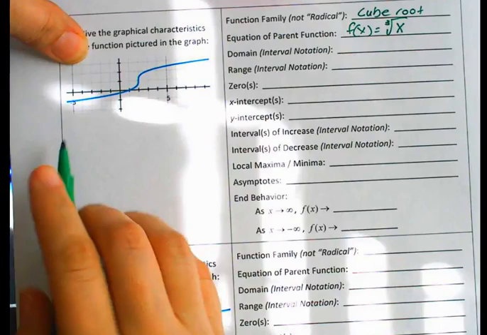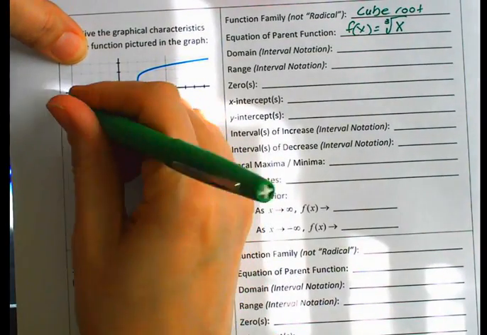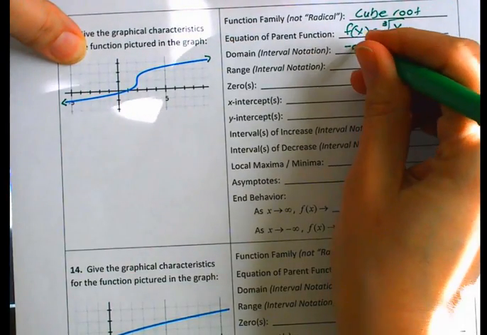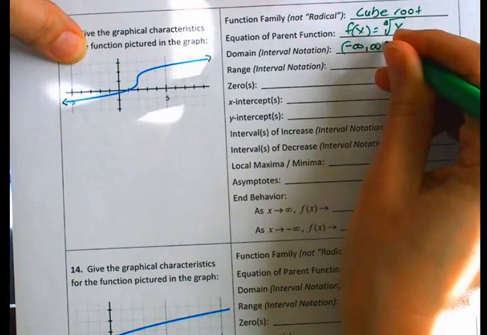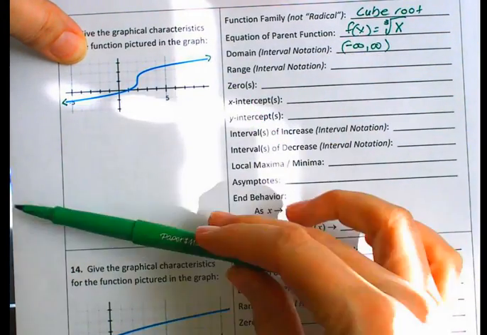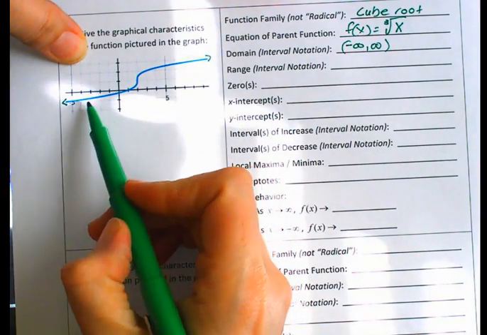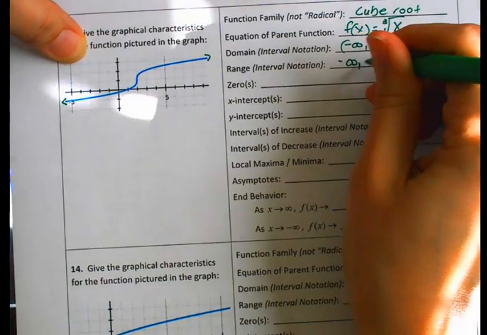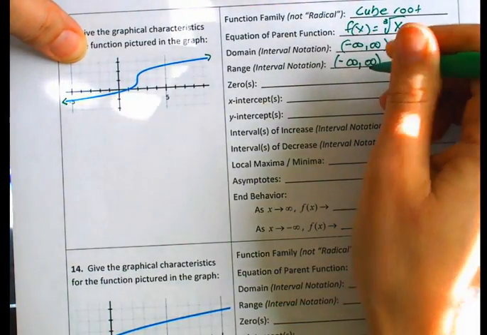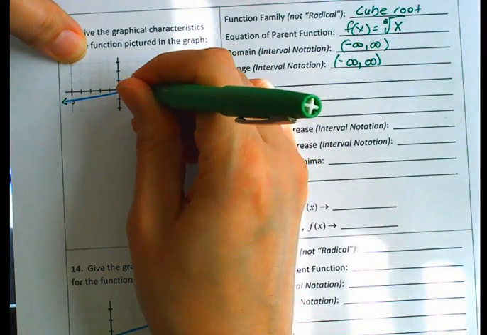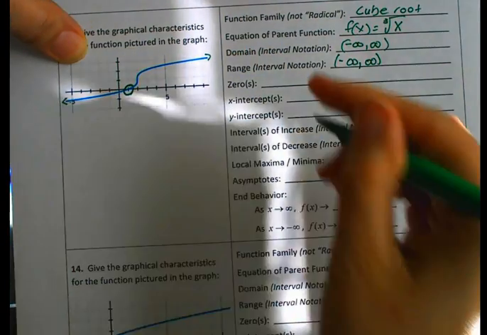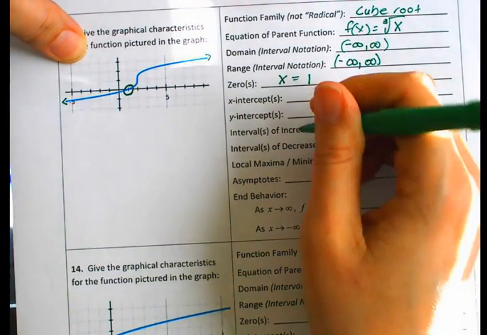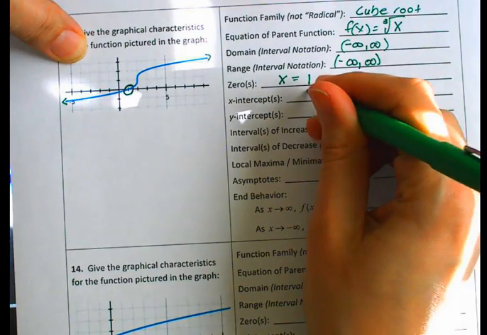Domain, from left to right. Remember, even though it doesn't show on this graph, there are arrows on here. So -infinity to +infinity. Range, down to up. Even though this does seem like it's slowing down, it does go down to -infinity and then up to +infinity. Zeros, so I have it right here where it's crossing the x-axis. So x equals 1. Written as an x-intercept, we write that as 1, 0.